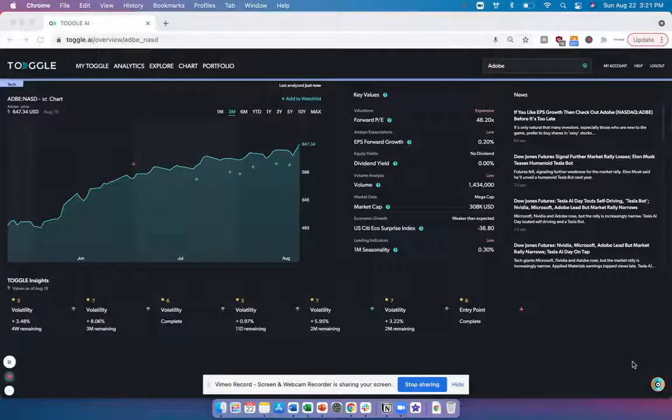Hey togglers, welcome. In this video, we'll show you the ins and outs of a Toggle insight, how to read it, what to focus on, and how to use it for your investments.